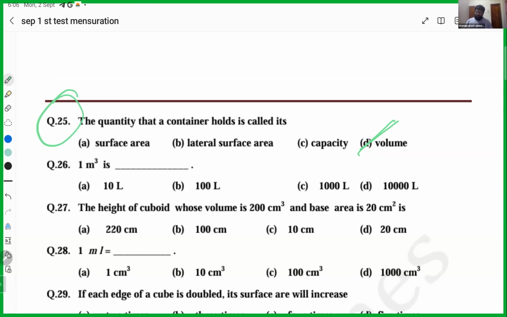So 1 meter cube is how much? 1 meter cube is 1000 liters.